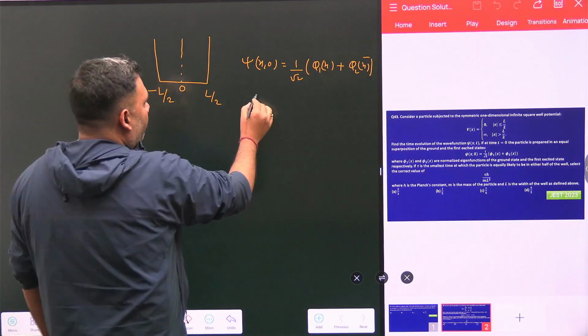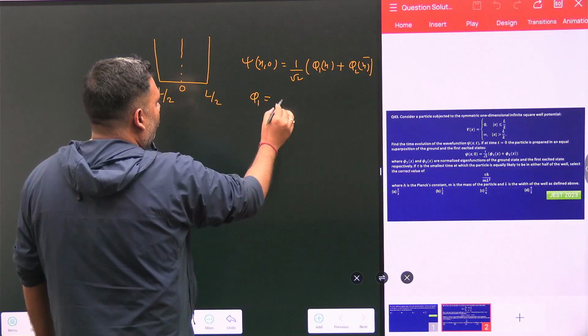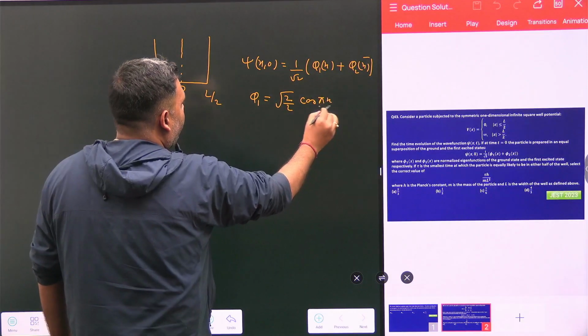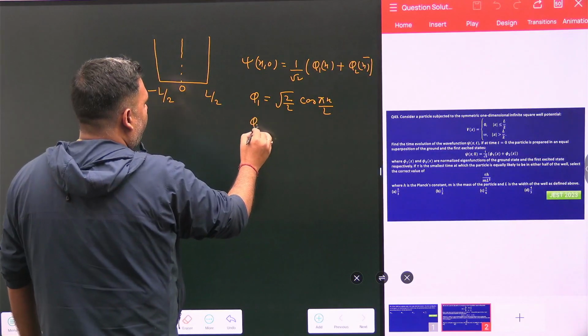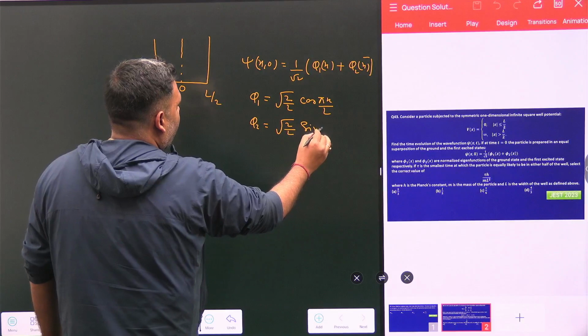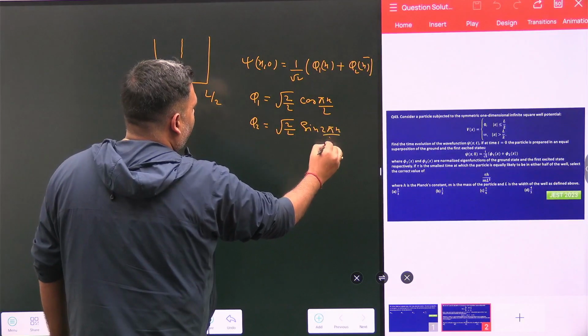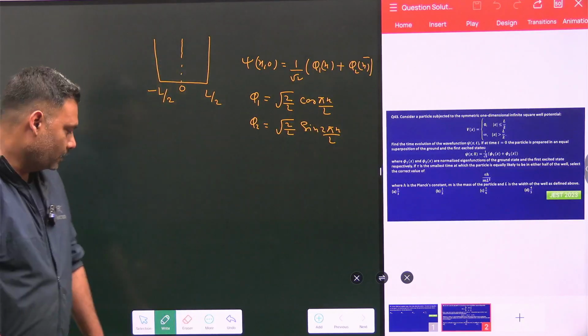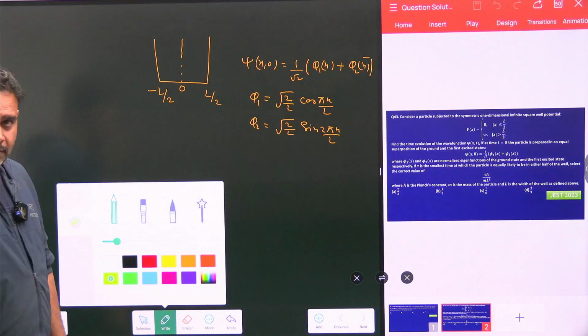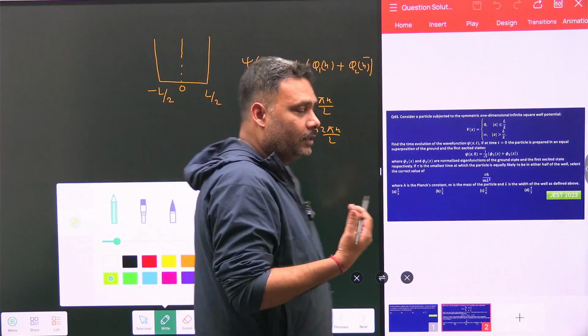Then my phi 1 is basically root 2 upon L cos pi x upon L. And what is your phi 2? Your phi 2 is basically root 2 upon L sine 2 pi x upon L. And these two are normalized wave functions. So this is the first thing we have to know before solving this problem.